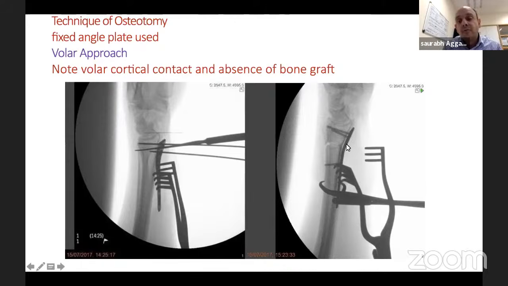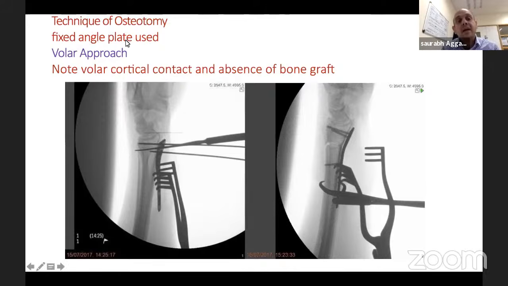Now, the other thing to remember is volar cortical contact. If you see here on the II image, this volar cortex is still in contact. So I can get away without using a bone graft. Now, this is an important point: when to use a bone graft versus not. If the correction is less and I'll have volar cortical contact, you don't need a bone graft. On the other hand, if you need a big correction, if your radial length was very short and you need to jack it out a lot, there's a distraction at the osteotomy site, then you need a bone graft. And because there's a lot of graft, normally it's iliac crest bone graft. So that's an important thing.